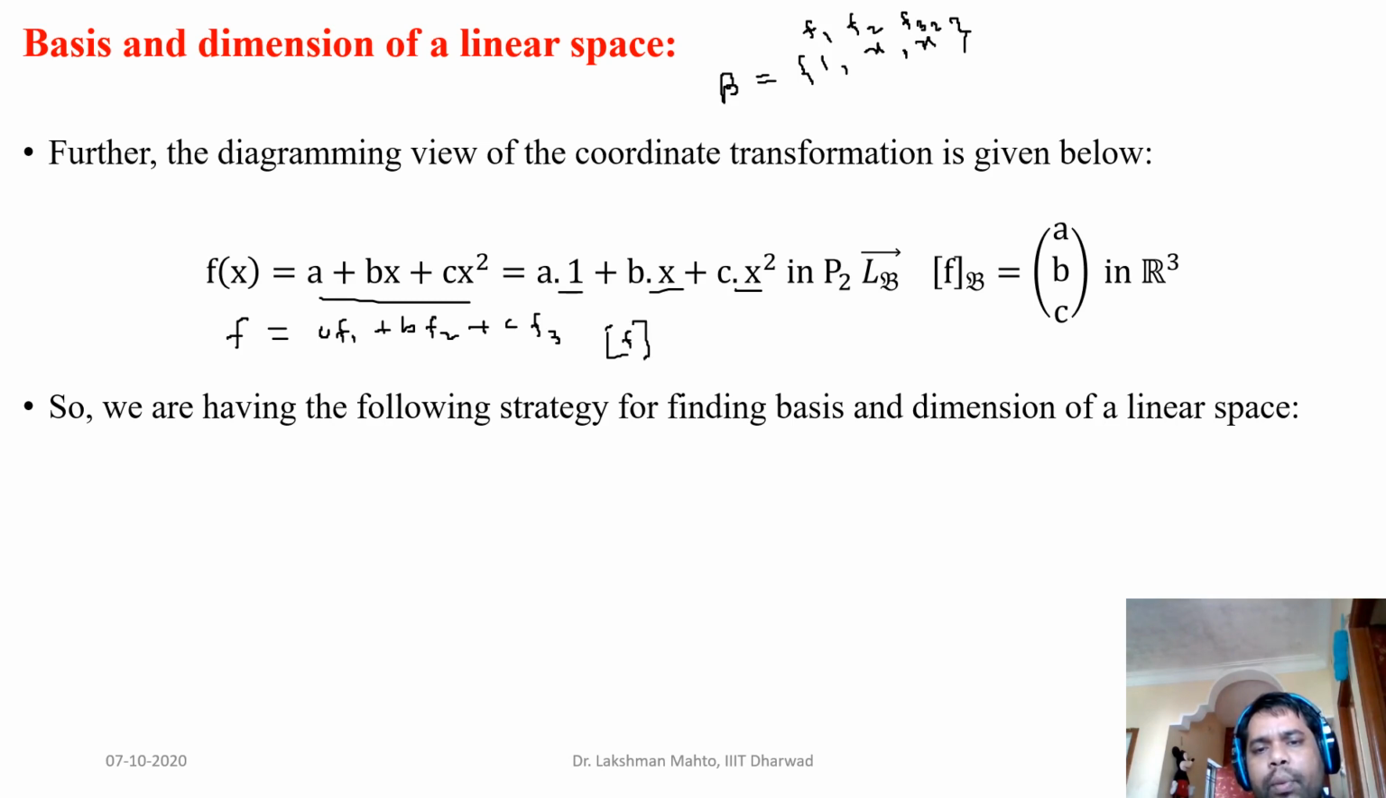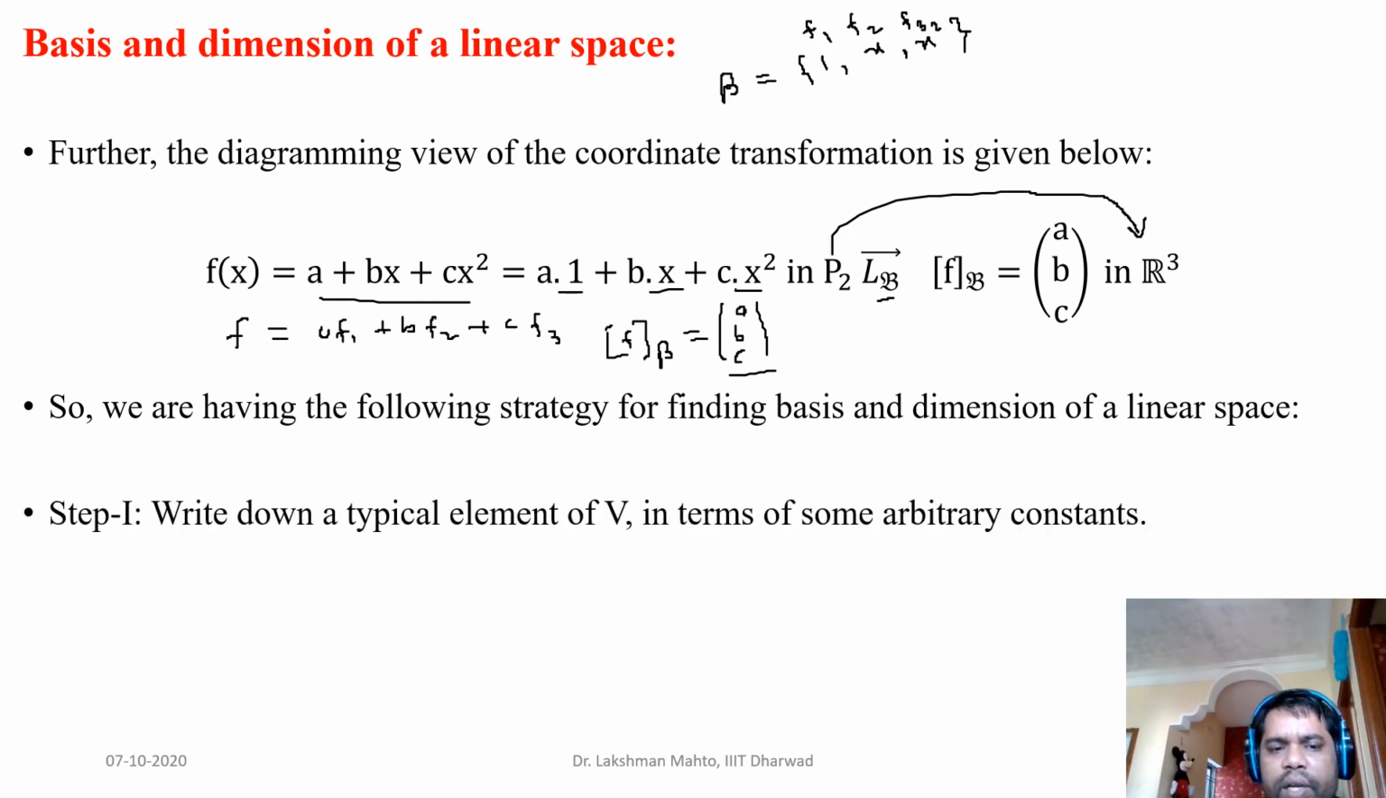So the coordinate vector of f with respect to this underlying basis is what? Just find the coefficient of the corresponding basis element. The coefficient of the first basis element f1 is a, the coefficient of the second basis element is b, the coefficient of the third basis element is c. So that's why the coordinate vector of f is a three-dimensional vector, and due to that coordinate transformation, we see there is a one-to-one correspondence between P2 and R3 through the coordinate vector.